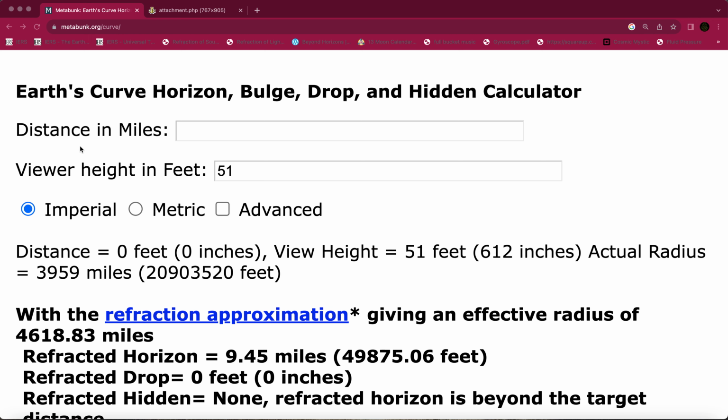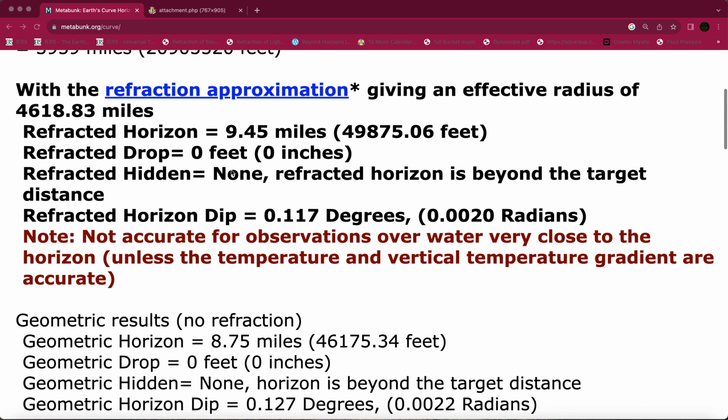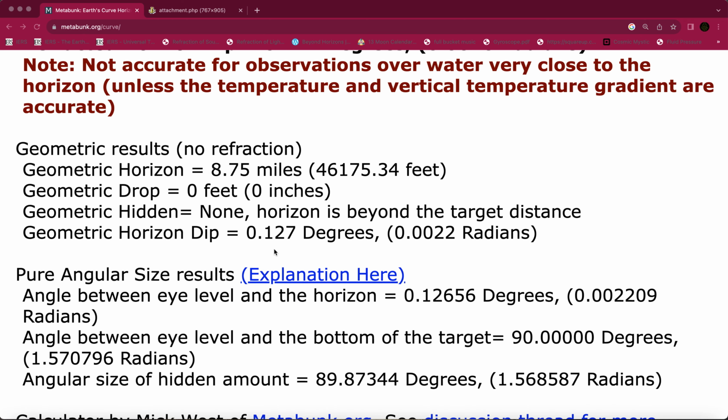Okay, so we're starting here. This is Metabunk, curve calculator. Distance doesn't matter, you just want viewer height in feet. 51 feet. So if your eye height is 51 feet, the dip to the horizon is 12 minutes 7 seconds, 0.127 degrees. So that's what it's going to be for a globe, because it's to the globe's geometric horizon.